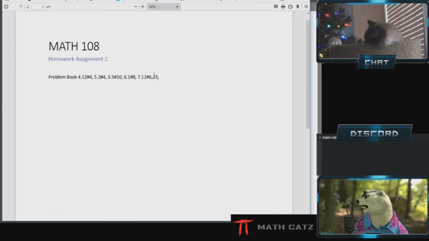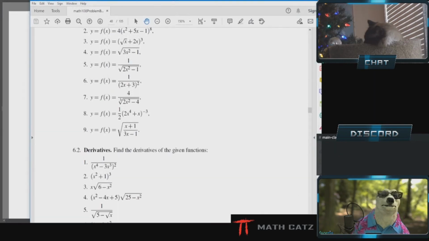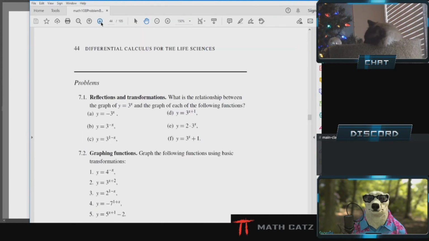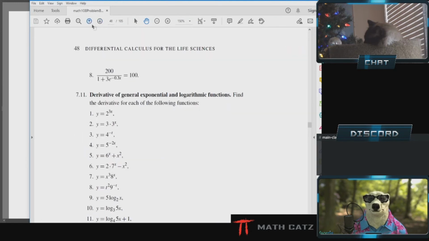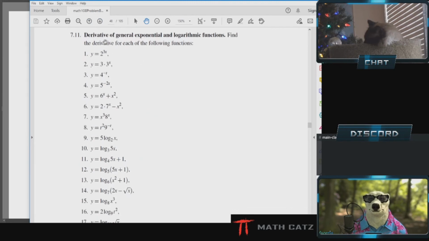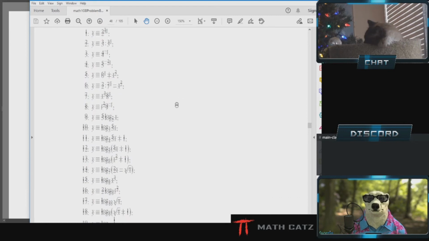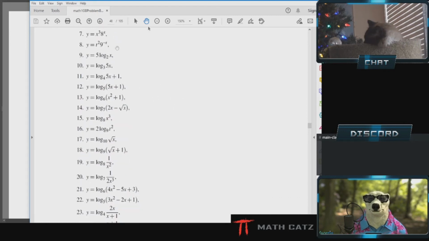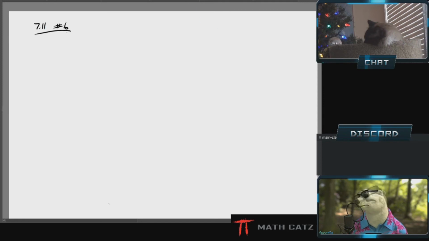7.11, 6 first. 711, number 6. Let's see what that is. I don't know what that is. Let's find out. 711? Ooh, that's way out there. Determine derivative. Find the derivative for each of the following functions. No. 6, right? We're at 711. We're doing number 6. Gotcha.